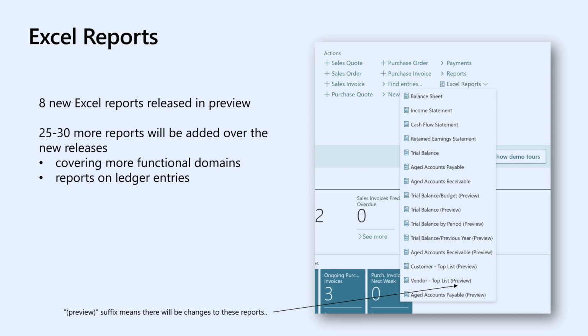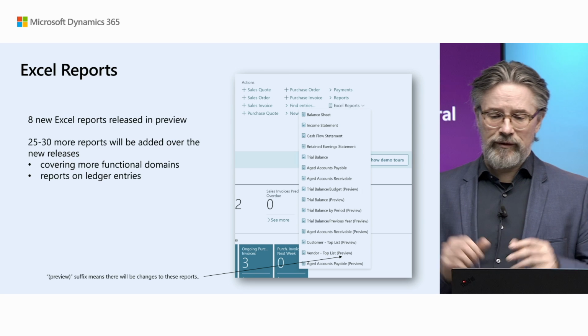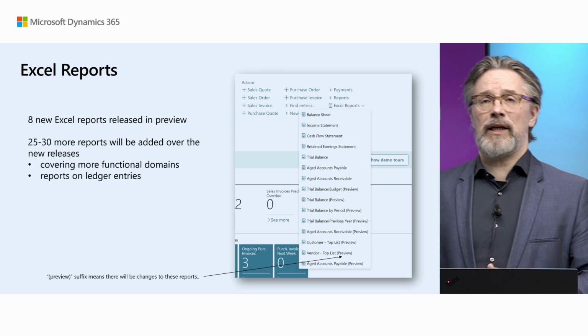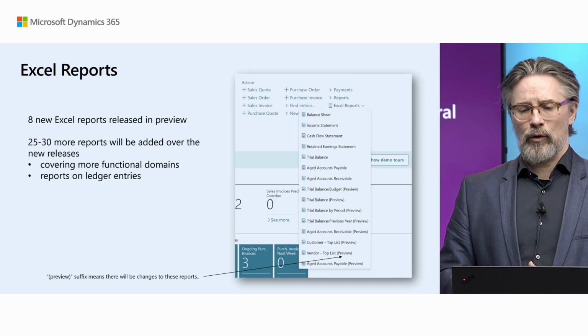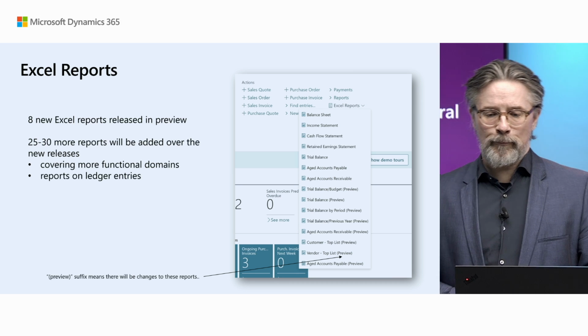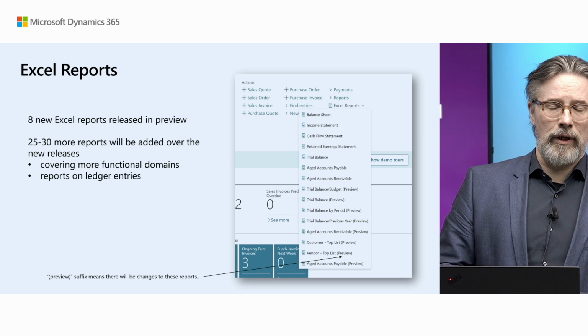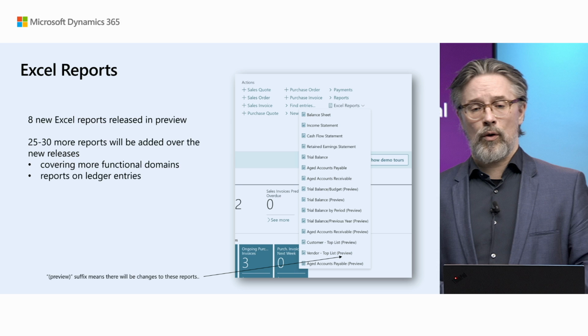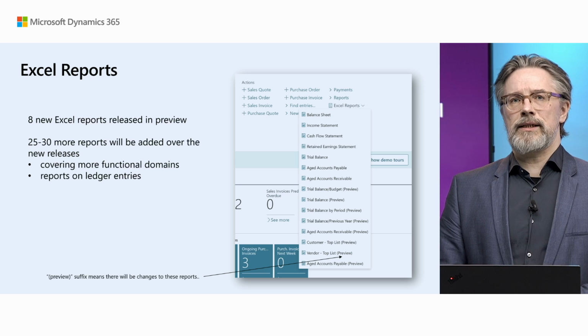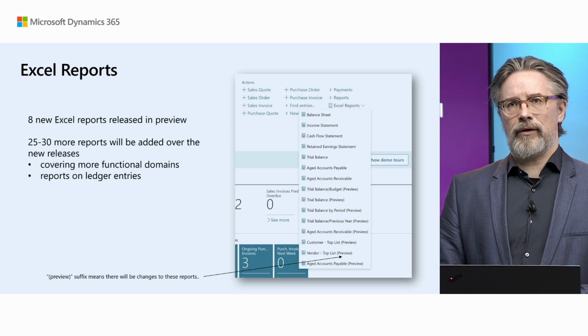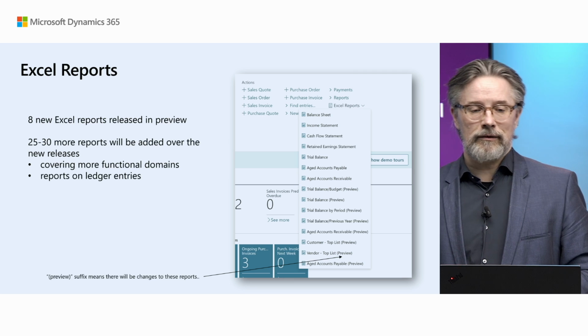We have added a set of Excel reports in this major release that comes out here in April. There are 8 new reports. They are suffixed with a preview tag because we expect to make changes to them and small improvements. In this first release, there are 8. I know that we are working on the next 12 reports, and the complete list is somewhere between 25 and 30, depending on how you see it.